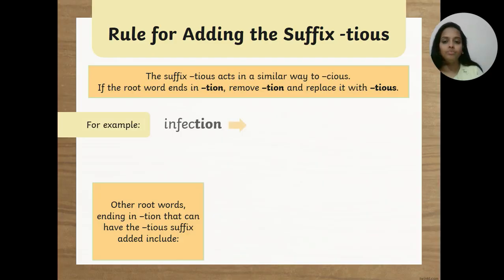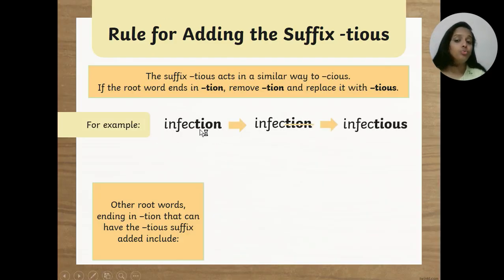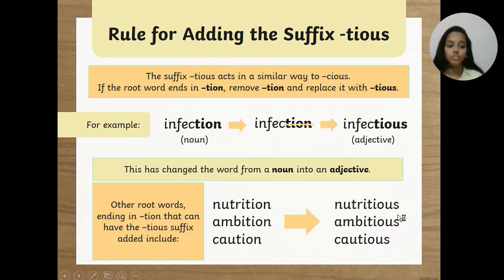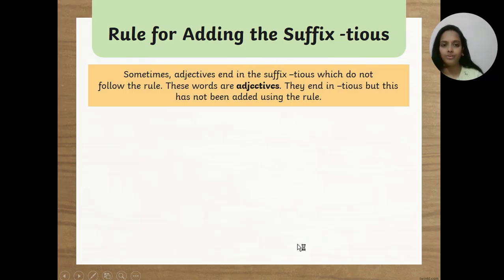Now let's see some of the words. Infection: if you take this root word, it ends with TION, right? So remove this TION and add the suffix TIOUS: infectious. Other root words are nutrition, nutritious, ambition, ambitious, caution, cautious. Simple, right? Sometimes adjectives, same as CIOUS, end in the suffix TIOUS, which do not follow the rule because these words are adjectives. They already have the suffix TIOUS, but it has not been added using the rule.